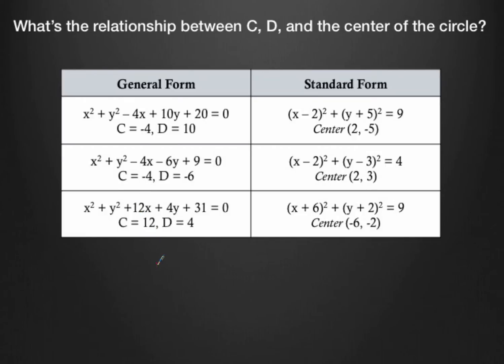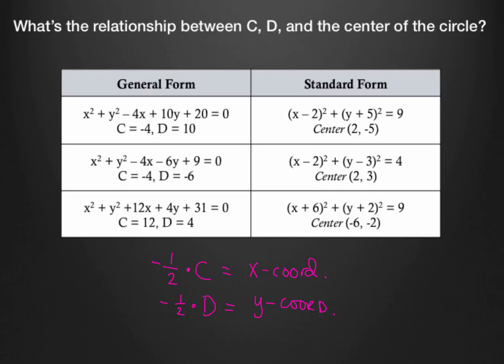So let's see. If you notice that negative 1/2 times the C term gives you the x coordinate, I'm just going to abbreviate that x coordinate, and the same thing, negative 1/2 times whatever the D term is, that's going to give you the y coordinate. Give yourself a pat on the back, you rock star, because you got that correct.